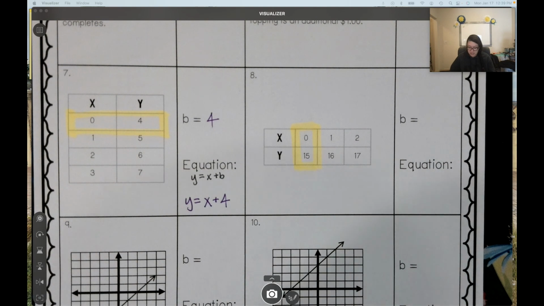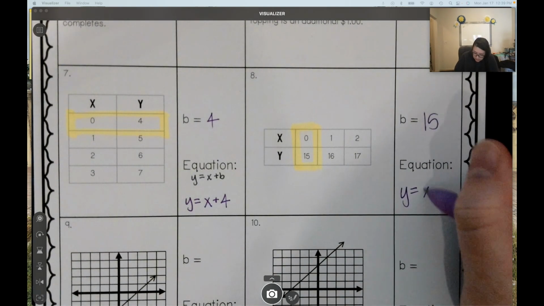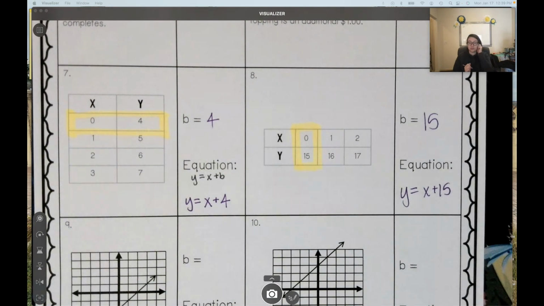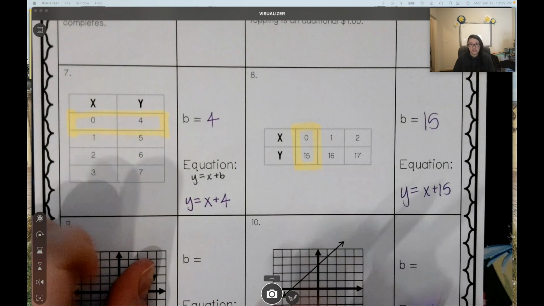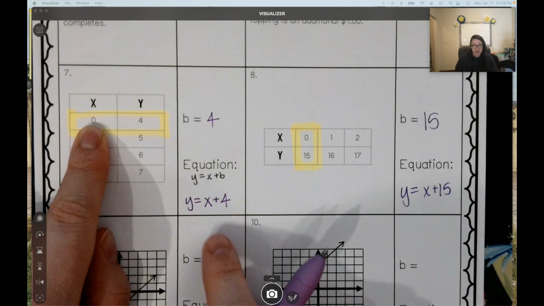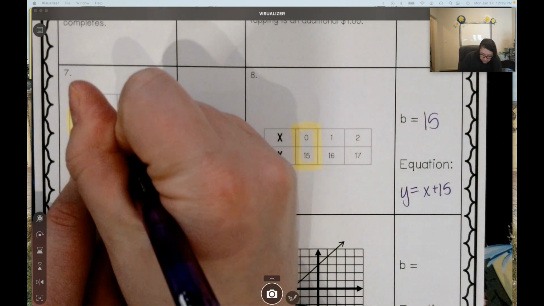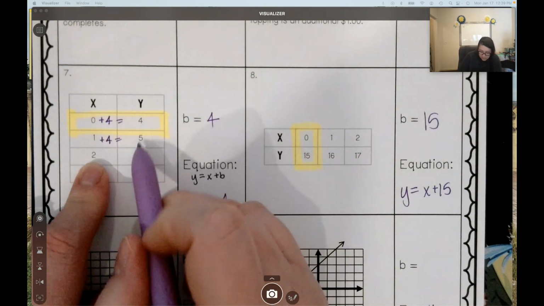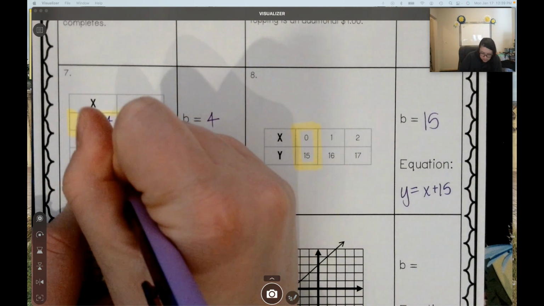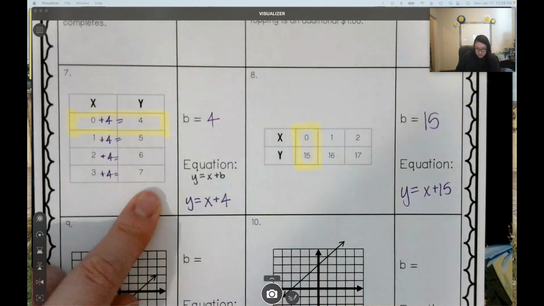Hopefully you get that your b is equal to 15. So your equation is y is equal to x plus 15. What's nice about our equation in our table is we can see this pattern of our equation within this math. If I take my x and I add 4, I will get my y. 0 plus 4 equals 4. 1 plus 4 equals 5. 2 plus 4 equals 6. 3 plus 4 equals 7.